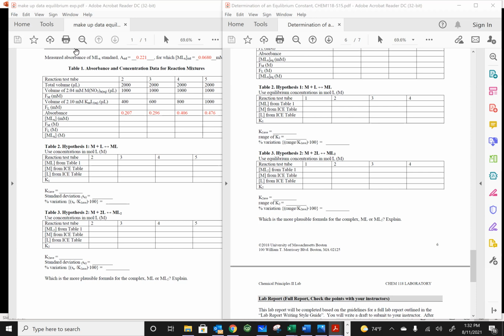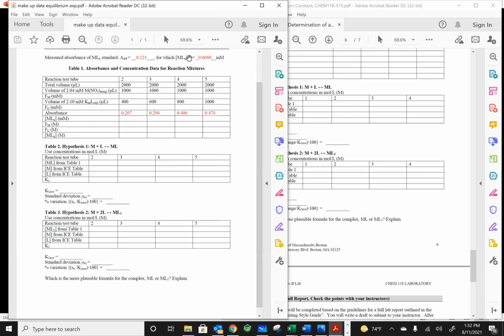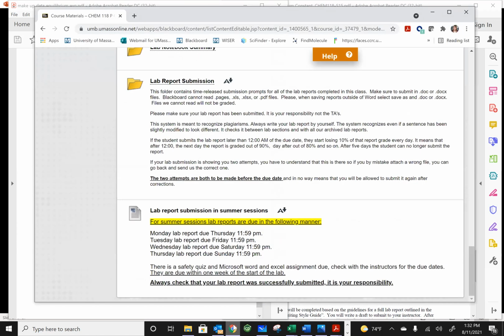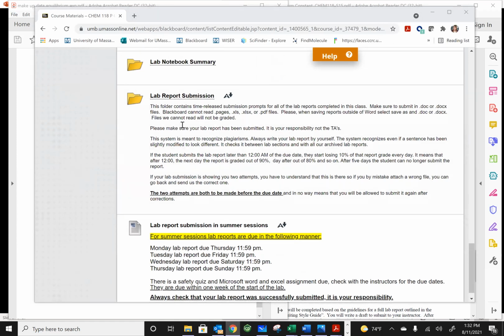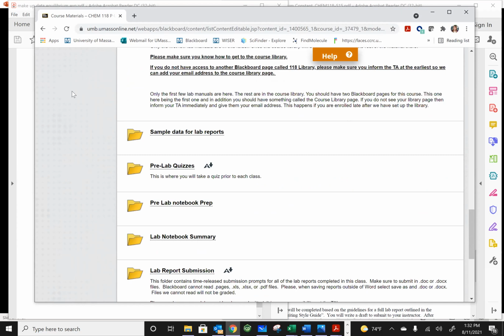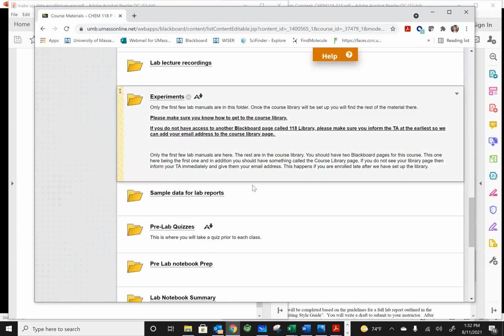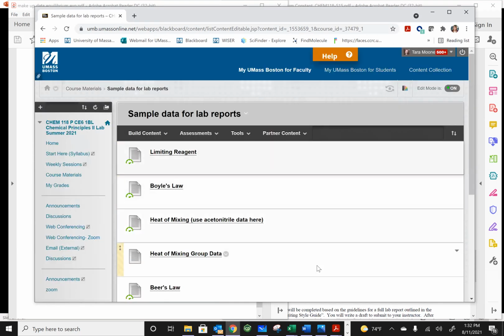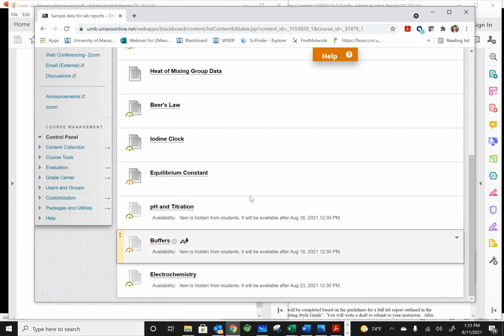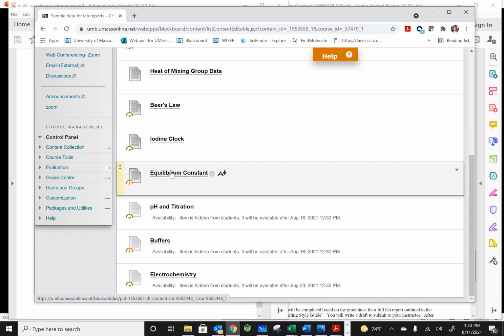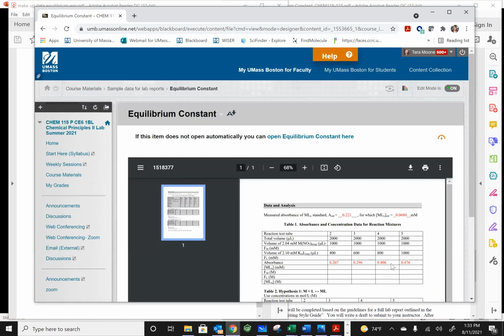Yes, in the sample data, if you look at the screen, you are given the standard concentration and the absorbance. So you will use that data. This sample data is also found on the course library page, and I believe Victoria has also put it on our page. The sample data for lab reports, that will be equilibrium here. So it's all here for you.